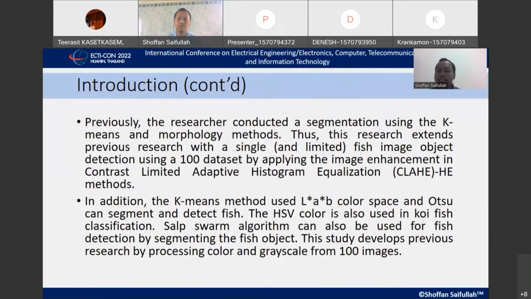In addition, the K-means method can be improved by the LAB color space, which can segment and detect the face, and the HSV color space is also used in classification and can be implemented. A subframe algorithm can also be used for face detection by segmenting the face object. This study developed the previous research by processing color and grayscale images, especially in image acquisition from the 100 data images.